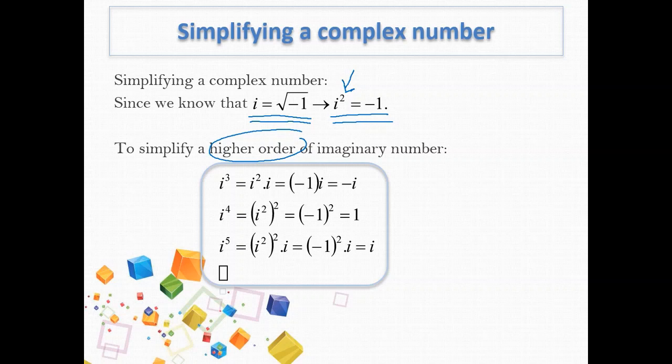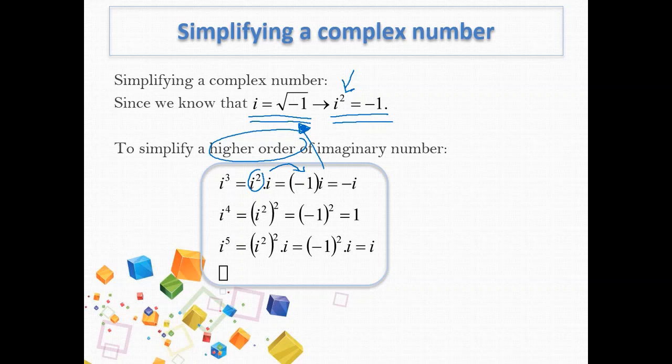Now we can replace i squared with -1. So in here i squared equals -1, and i will remain i. You don't need to replace this i, because we want to simplify the imaginary number, so you can leave this higher order in imaginary number. So -1 multiplied with i is equivalent to -i.